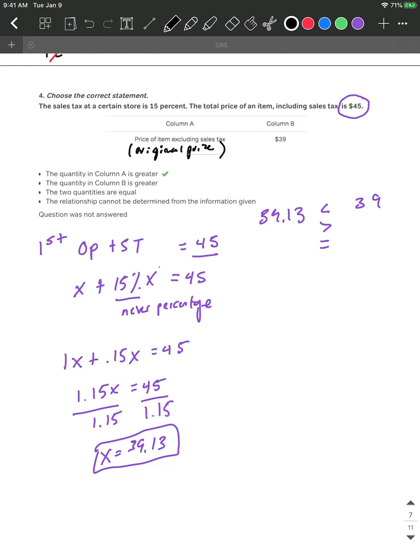So the only way we can see this is that column A has to be greater than column B. So that's why answer choice A would be the best one possible here.